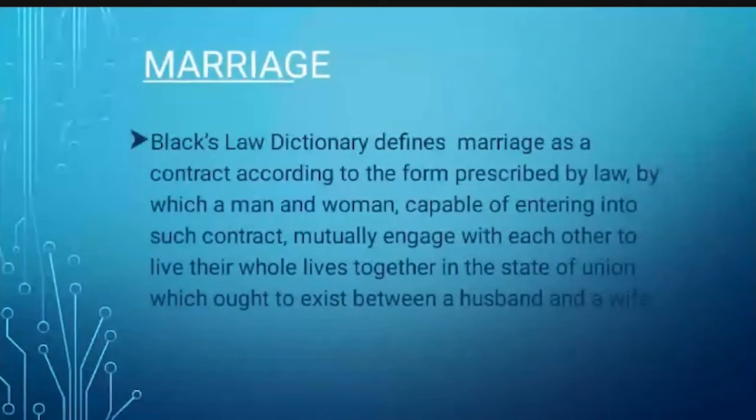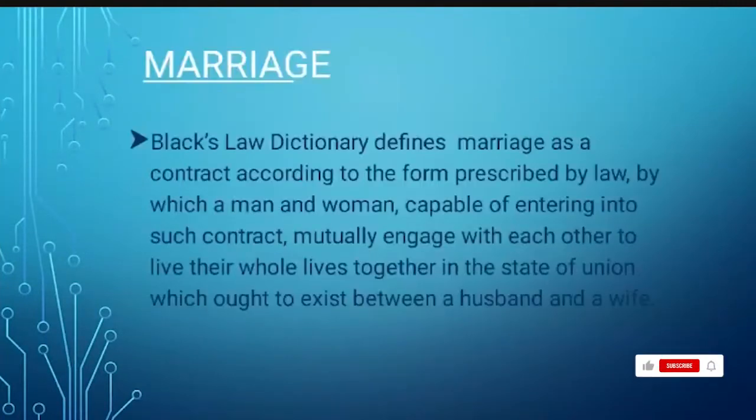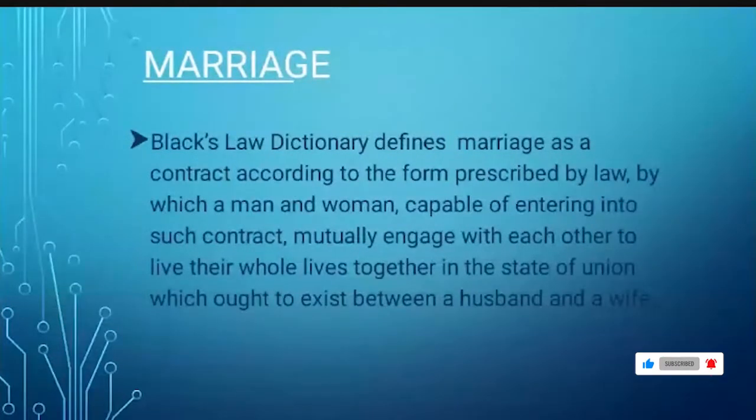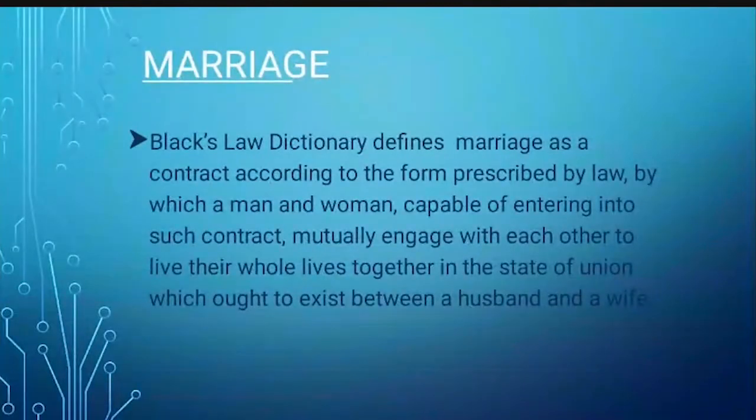In the last class, we discussed the theories of divorce. Black's Law Dictionary defines marriage as a contract according to form prescribed by law, by which man and woman capable of entering into such contract mutually engage with each other to live their whole lives together in the state of union which ought to exist between a husband and wife.